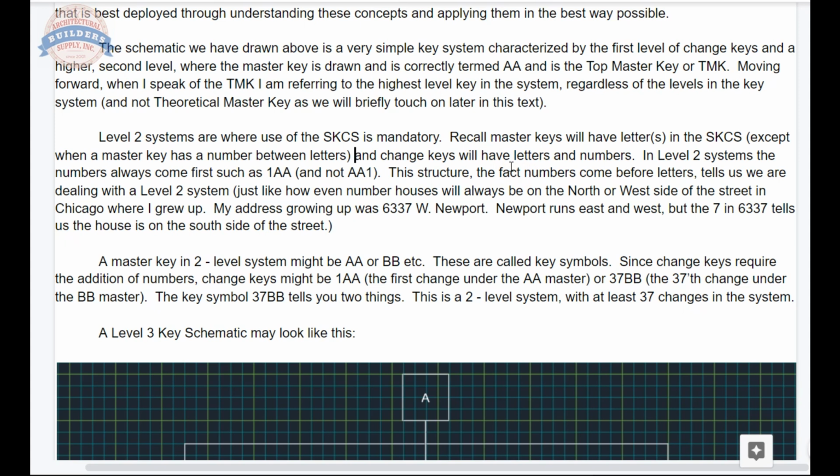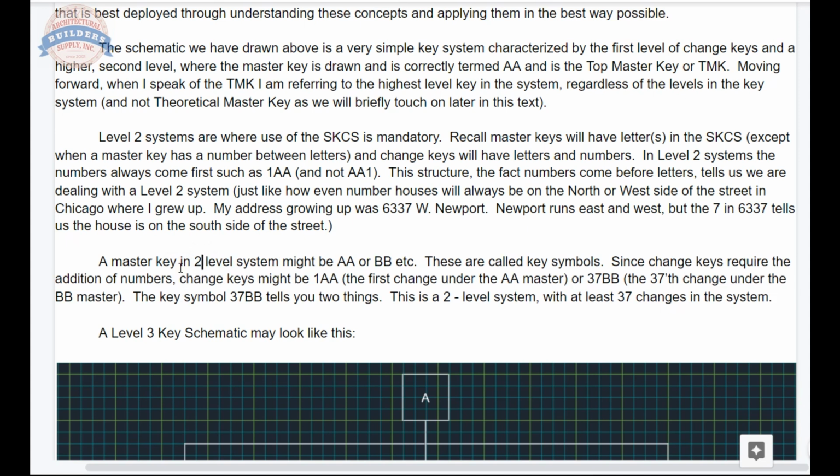Just like how, if your city is like this, even number houses will always be on the north or west side of a street in Chicago, where I grew up. So 6337 West Newport, we know it's a west address, so we know the street runs east and west, and because it's an odd number, it'll be on the south side of that street. Newport runs east and west, but the 7 in the 3667 tells us the house is on the south side of the street.